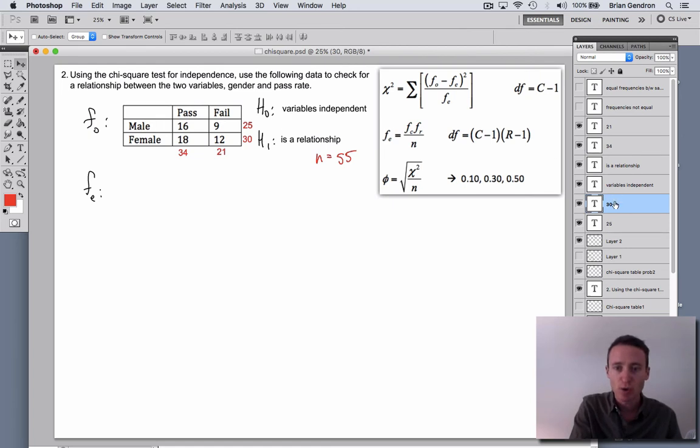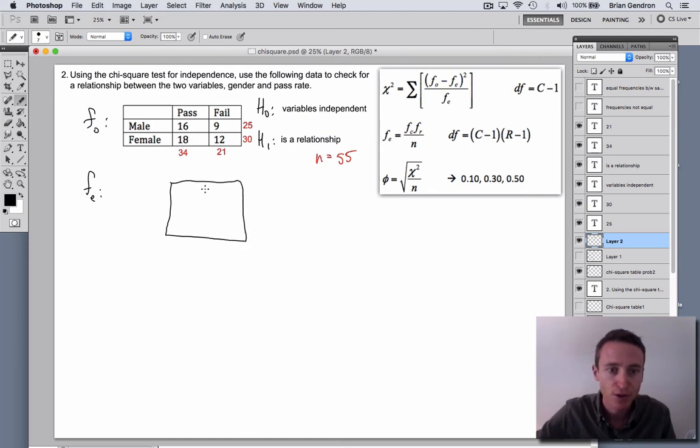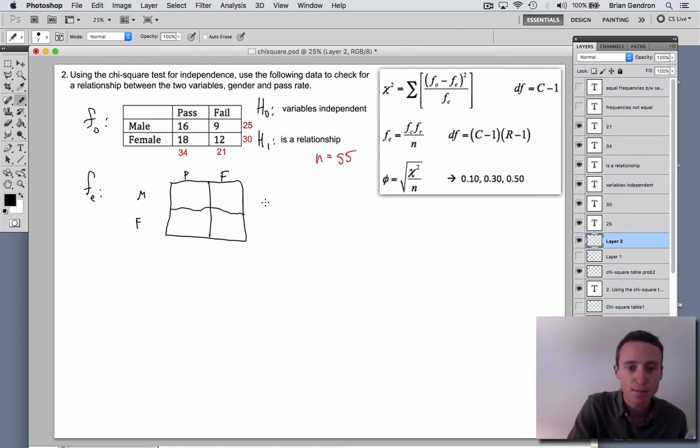All right, and so now essentially what we're going to be doing with this formula right here is calculating what the expected frequencies would be if the null hypothesis were a perfect predictor of these frequencies. So let's go ahead and create a new table to mirror what we have in the table above. So we had the pass and fail columns, and then the male and female rows. Whoops, it's not the straightest line I've ever drawn, but that's okay.